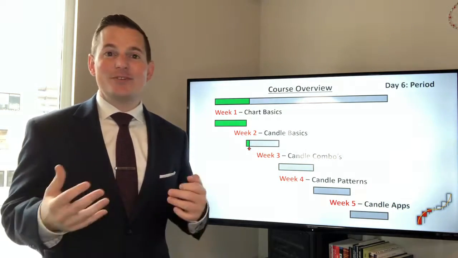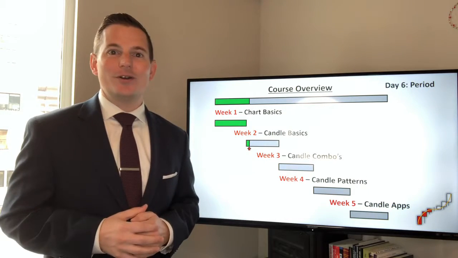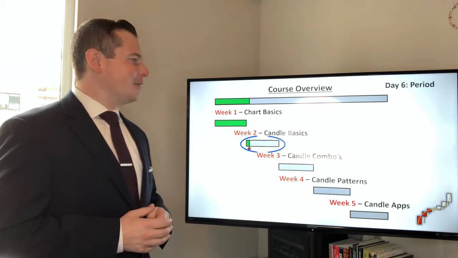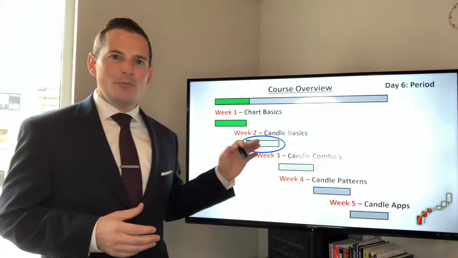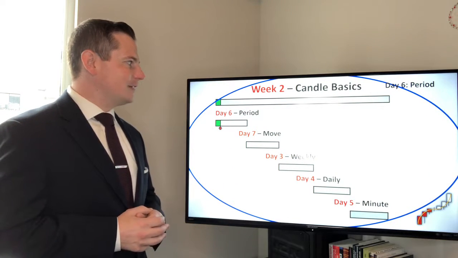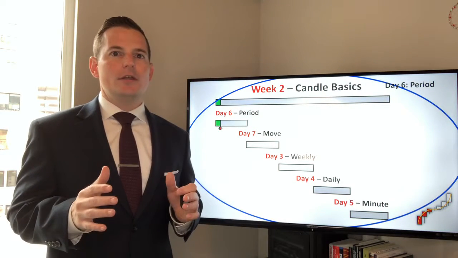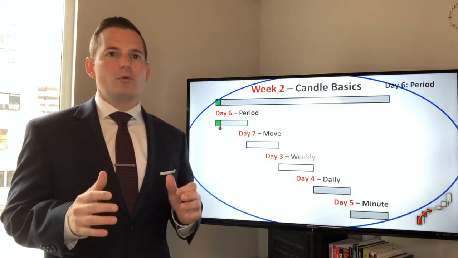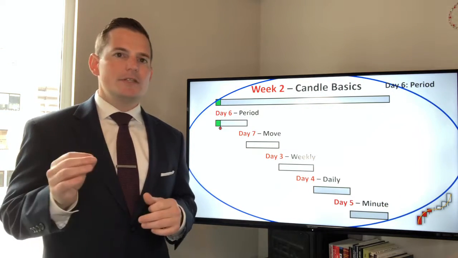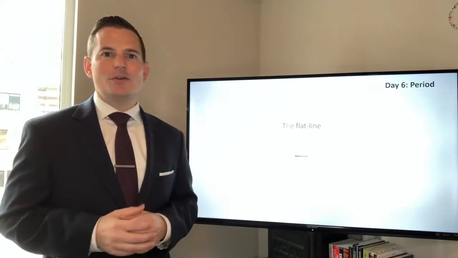So hopefully you're as excited as I am to talk about these candle basics. And honestly, when I first started trading, I didn't really even understand what candlesticks were. So if that's you, don't worry, we're going to talk all about it today. We're just going to zoom right into the candle basics to see the definable features in candlesticks, okay? So day 6, we're going to talk all about the period, okay? This is a really important concept, and it's not that complicated. It's pretty simple, but we need to talk about it just so we're all on the same page, okay?